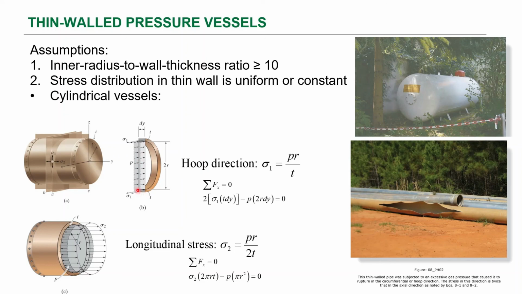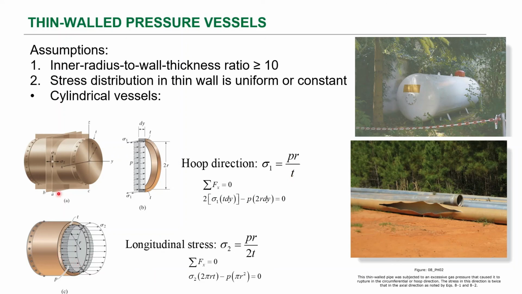times the thickness, that's that area. Then we can just do the force balance. When we do that, we find that the hoop stress is PR over T, where P is the inner pressure times the radius over the thickness.